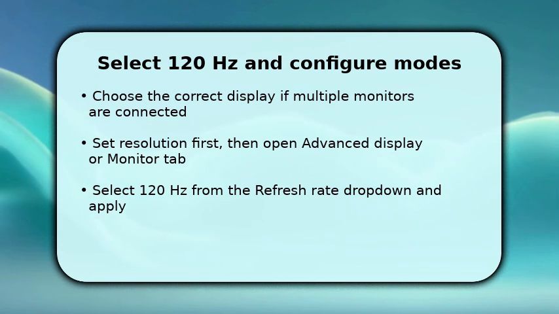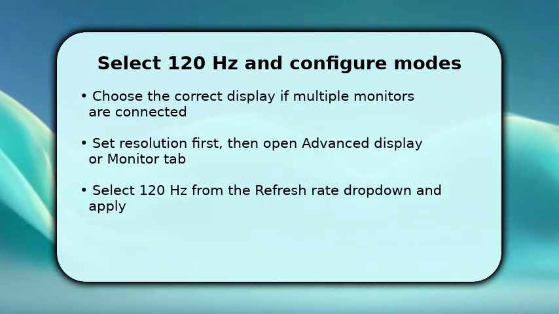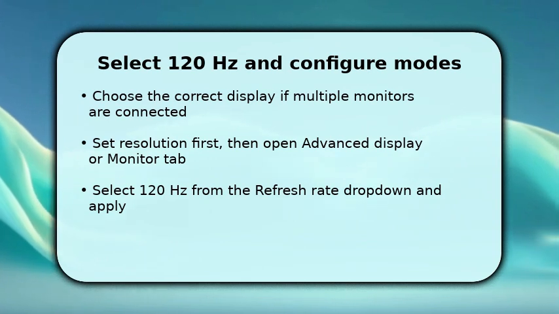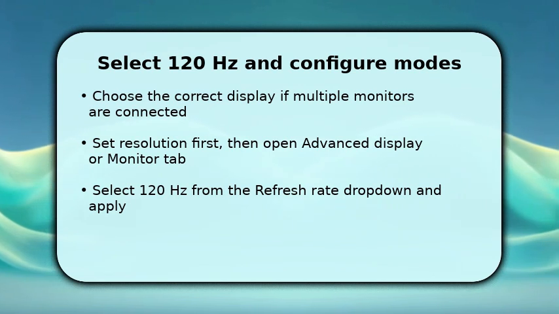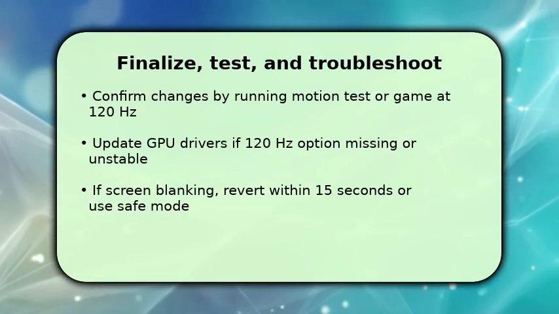If available, enable the monitor's high refresh mode in its on-screen menu. Note that some GPU you've applied 120Hz. Now verify it works. Run a motion test or a game and look for smoother motion and reduced blur.